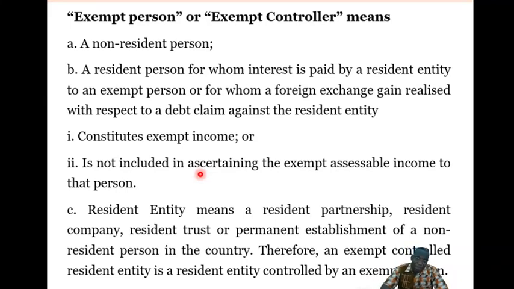Now let's look at who is an exempt person. The law says that an exempt person is (a) a non-resident person, or (b) something else. It will be "or", which means either this or that. It's not "and". Now let me take the first one. They say an exempt person is a non-resident person.